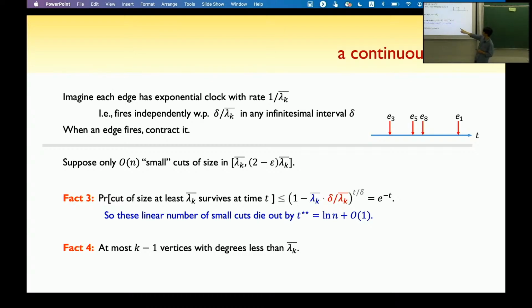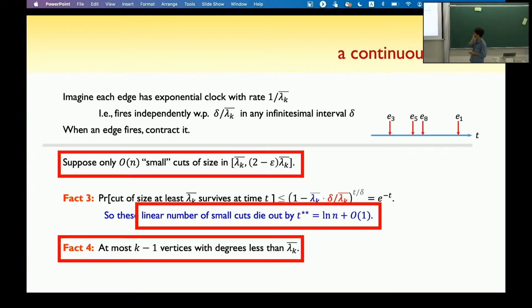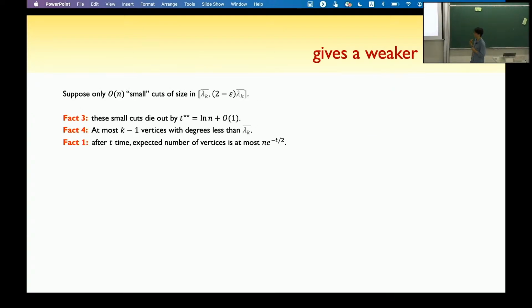So at time log n, the expected number of small cuts remaining is like 1, or some constant. So we can essentially ignore that there are small cuts after time log n. Okay, so everything is in expectation, but that's the intuition here. With that fact, let me give you a slightly suboptimal, but slightly better than Karger-Stein bound.